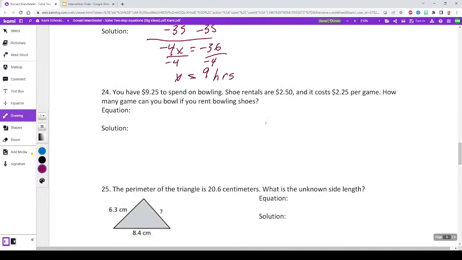Next, you have $9.25 to spend on bowling. That's how much money you have. Shoe rental is $2.50. You only do that once, whereas it's $2.25 per game. So we want to know how many games can you play. So we're going to subtract 2.5 from both sides.